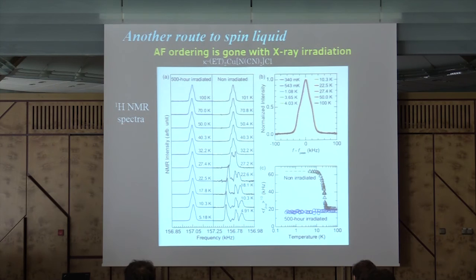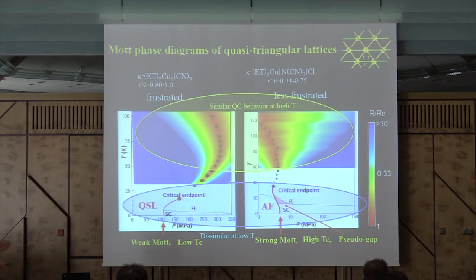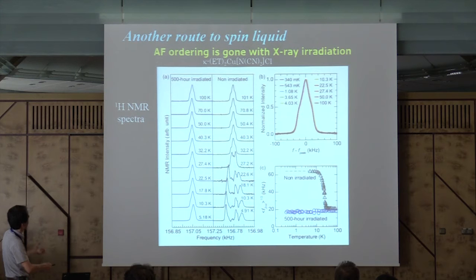Okay, this is the classical magnet, the square lattice-like material. This is the NMR spectra again. At high temperature and low temperature, below 27 Kelvin, the spectra spread out, which is the indication of magnetic ordering. By irradiating with X-rays for 50 hours, the magnetic ordering is completely gone. The NMR spectra does not change at all. This is the superposition of the spectra after X-ray irradiation, nearly the same. So the magnetic order is gone. So maybe a spin liquid emerges, I think.